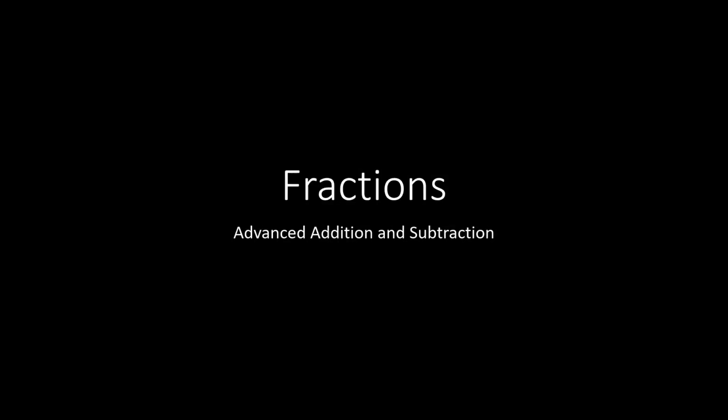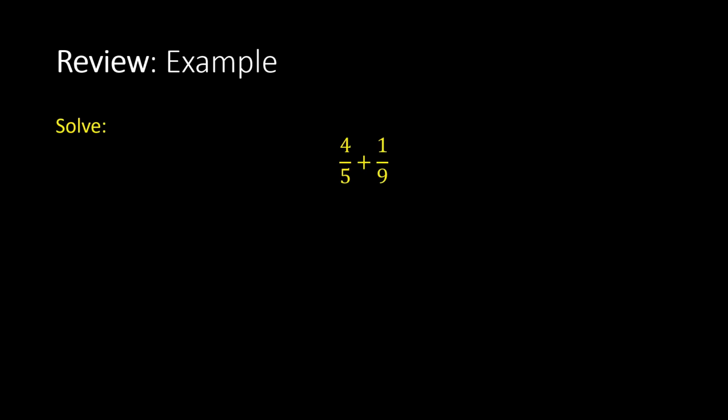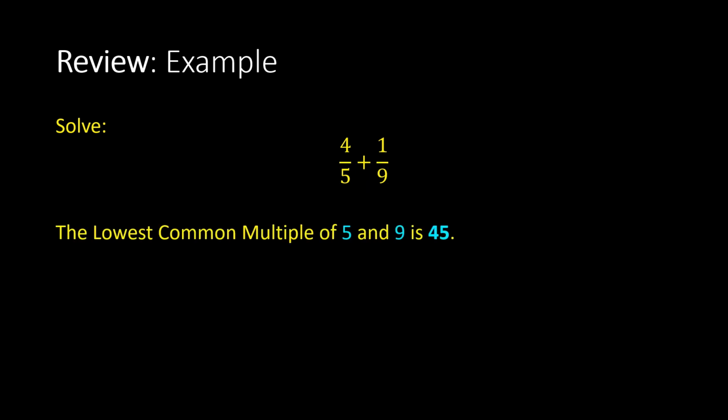Welcome to the session on fractions, advanced addition and subtraction. Recall this example from a previous video. In order to add these fractions, we need to convert the fractions so that the denominators are the same. The denominators are 5 and 9. The lowest common multiple, or LCM, of 5 and 9 is 45.